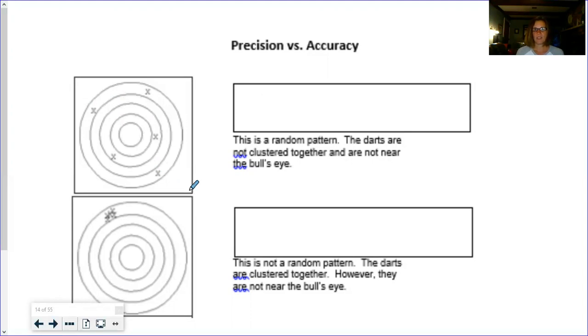So in describing the results of these darts being thrown, we would say that Mrs. Lewis is not very accurate. Ideally, we want to hit the bullseye. I am nowhere near the bullseye. So we would call this result not accurate.